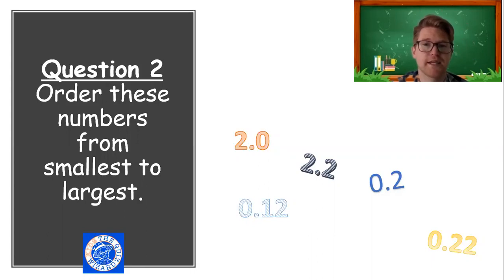Mr. Chapman's trying to catch you out by using lots of 2s in different place value positions. Think you've got it? If you have, well done. If not, I'll go through it later.